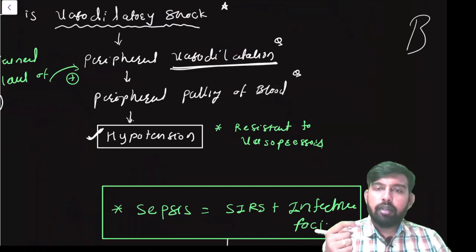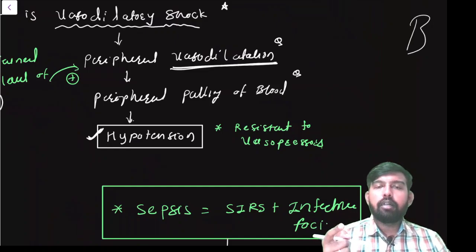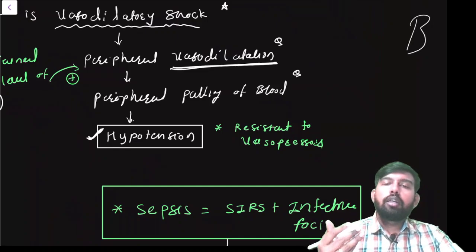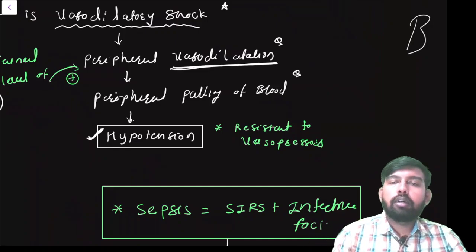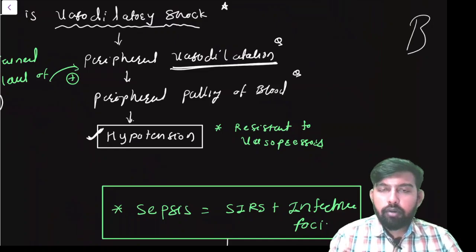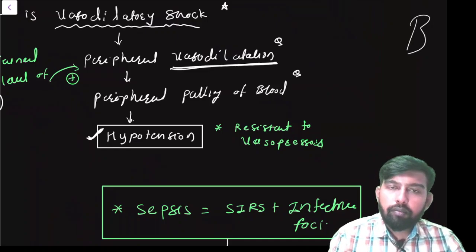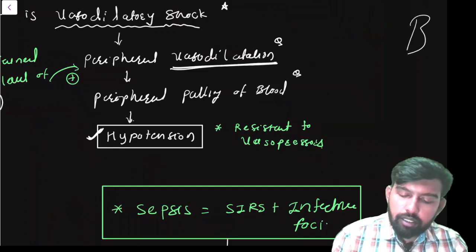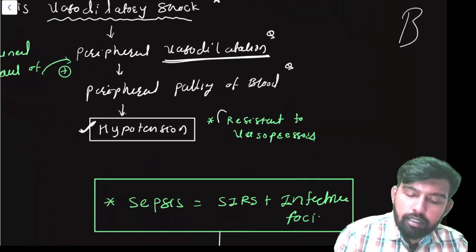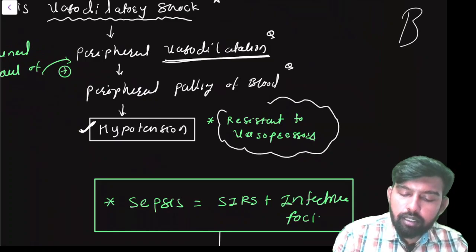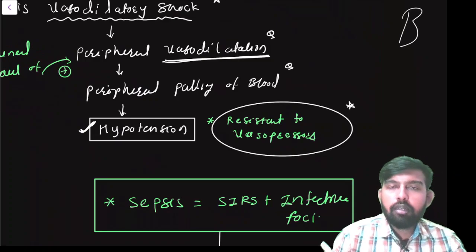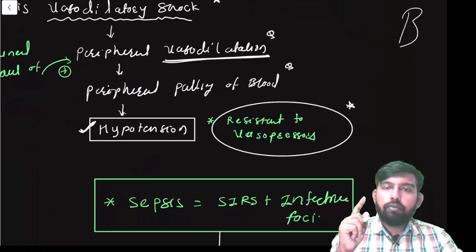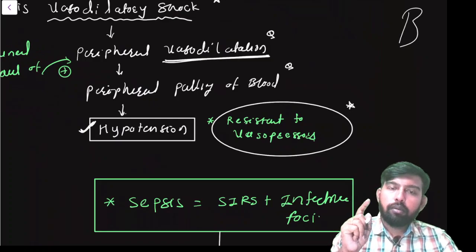preload. Actually the preload is increased, but after severe injury or severe toxin mediated vasodilatation, there could be vasodilatation and ultimately hypotension. So the hypotension is resistant to the vasopressor agent because it is due to the vasodilatation which is toxin mediated.